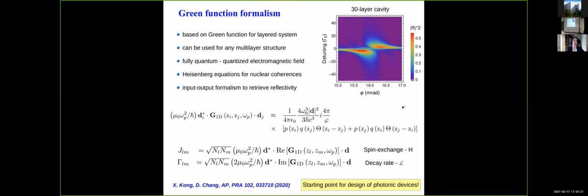And we believe this would be a good starting point for further design of schemes that can control X-rays and ultimately to produce some design of photonic devices for X-rays. Now, with this theory part, so to say, let me switch gears and go to the nuclear clock part.